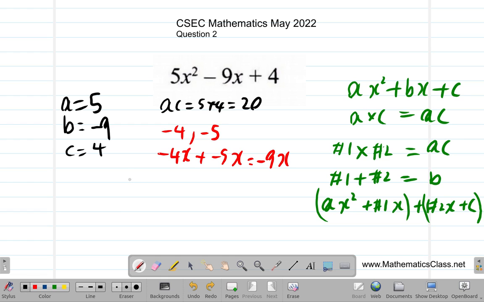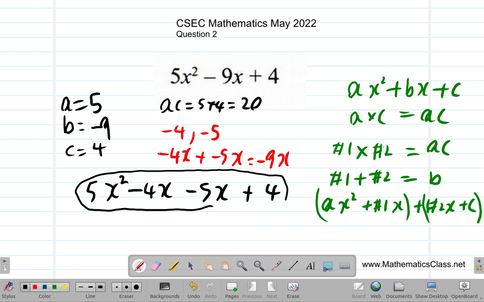So here now, we have the 5x squared at one end and the plus 4 at the other end. But what happens in the middle? You say negative 4x minus 5x. Alright? So you see that. Now the thing is, this here, when you check it out, is the same thing as this up here. It's just that the middle part, the negative 9x, is split into these two parts, negative 4x and negative 5x.